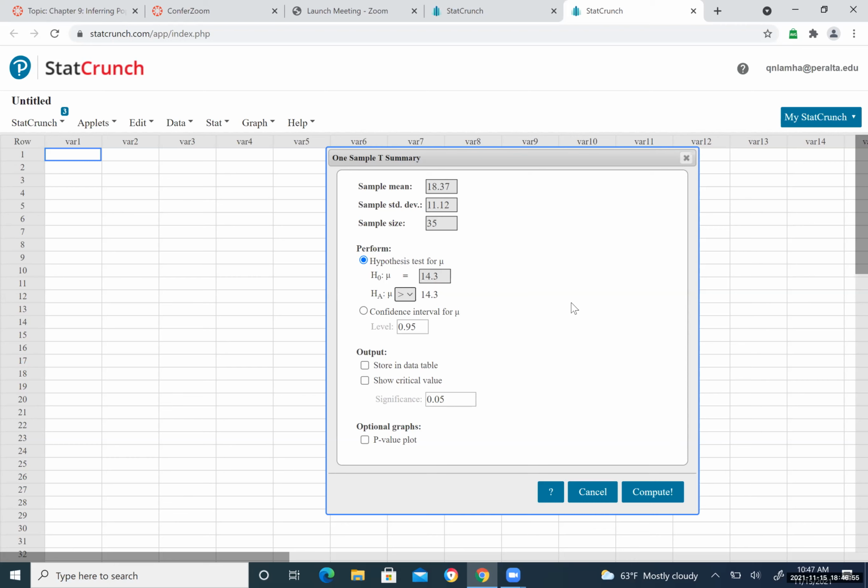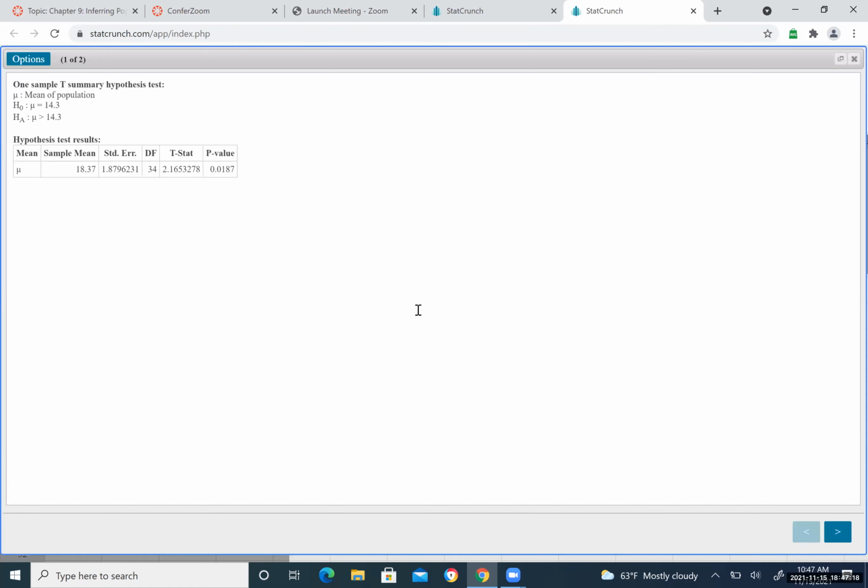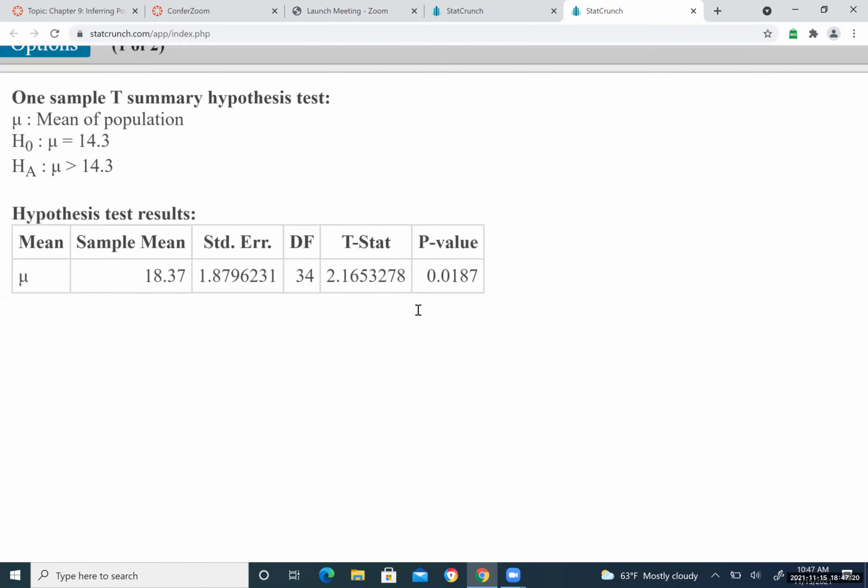What else do we need? We're not doing a confidence interval, so skip that. We're not doing this, skip that. Optional graph, p-value plot. I'm going to check this for now. Now let's compute. When we're done computing, we have 2 pages for this one. Let me magnify this. So let me check.